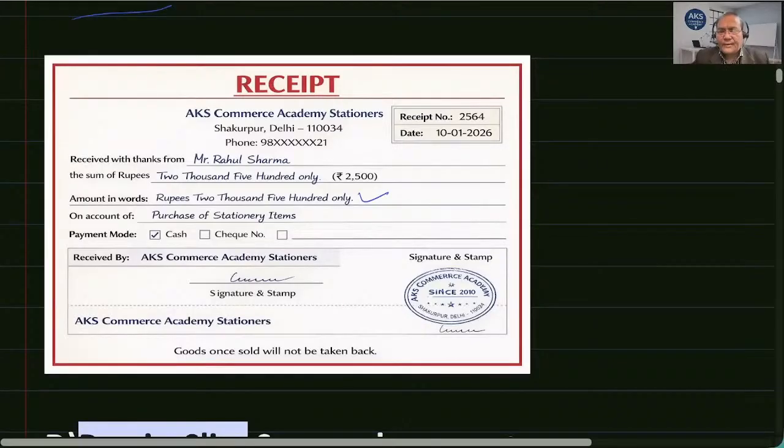Purchase of what items we have purchased, whether it is cash. If it is cash, then fine. If it is a check, then write the details of the check number, and accordingly it is signed and given to the person who is making the payment, or the buyer who has bought on credit and is now making the payment. I hope this is clear.